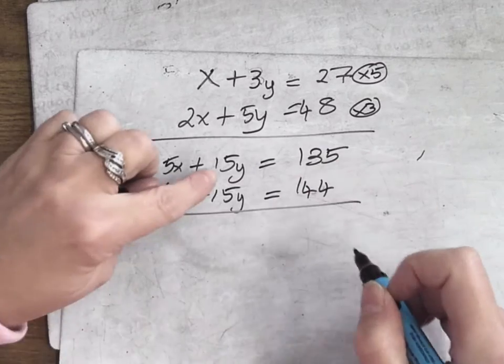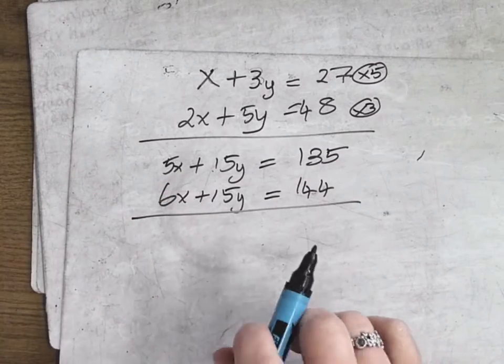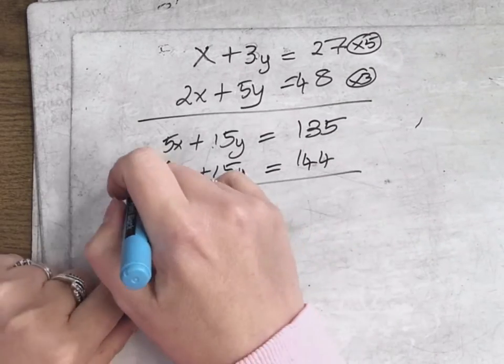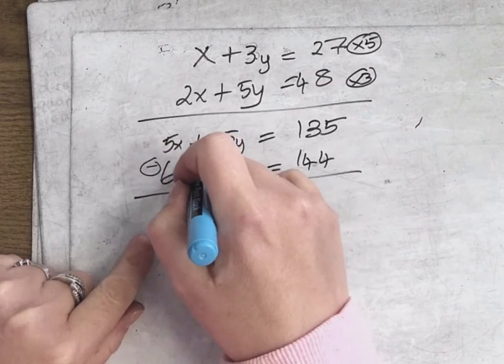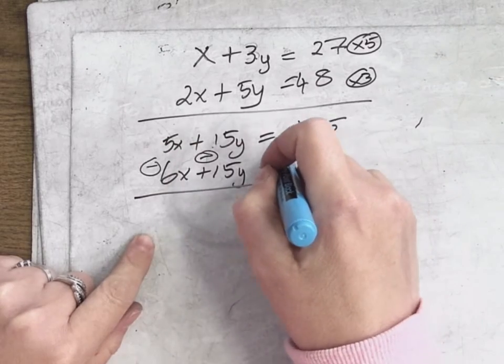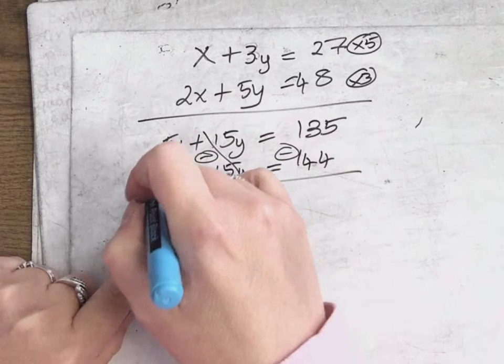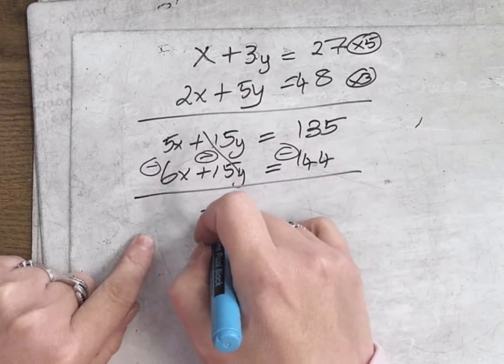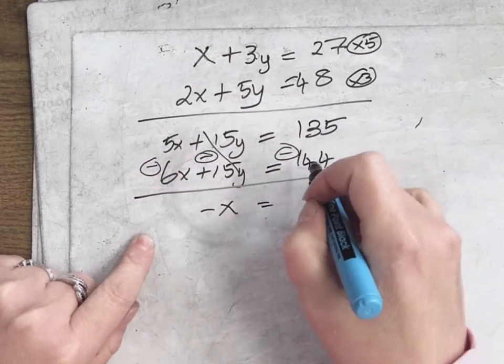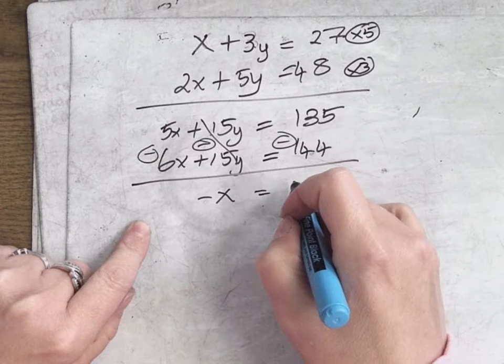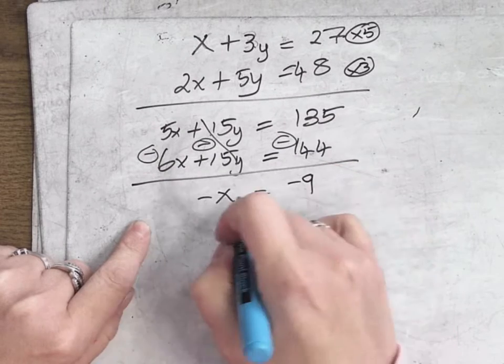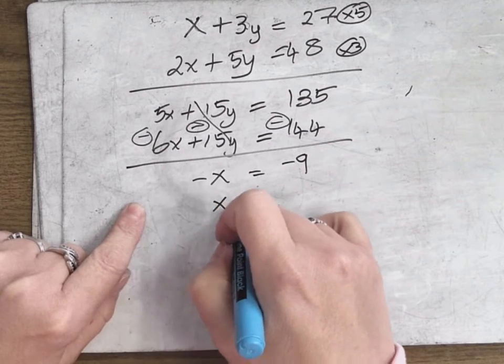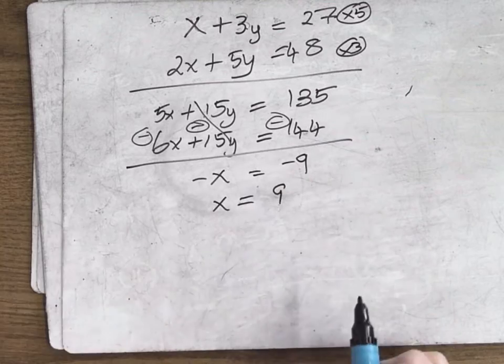Okay, so both 15 now, but they're both pluses, so make one a minus. So I'll change the sign on the second line. That becomes a minus, that becomes a minus, that becomes a minus. They cancel. 5x take away 6x is minus 1x. Right, 135 minus the 144 is minus 9. So if minus x equals minus 9, x is equal to plus 9.